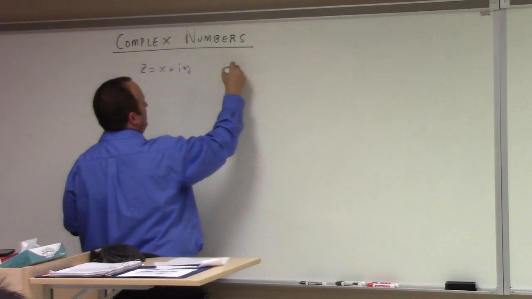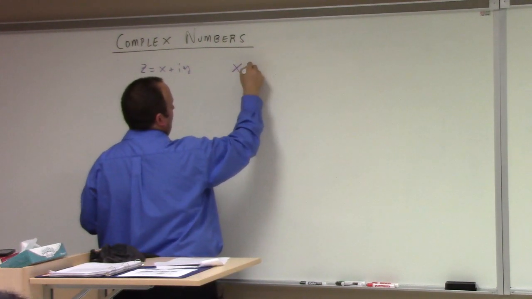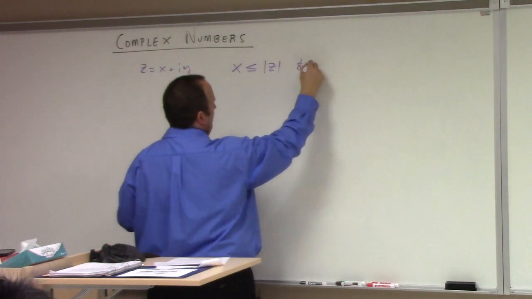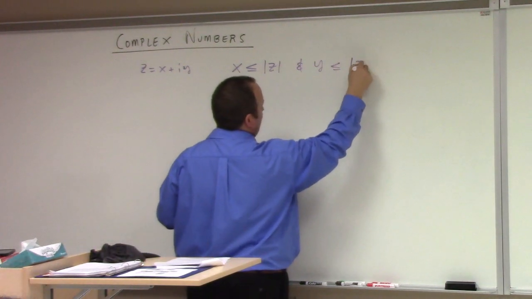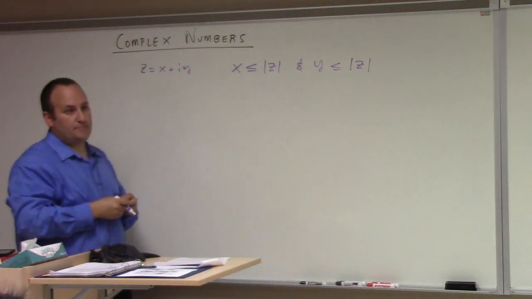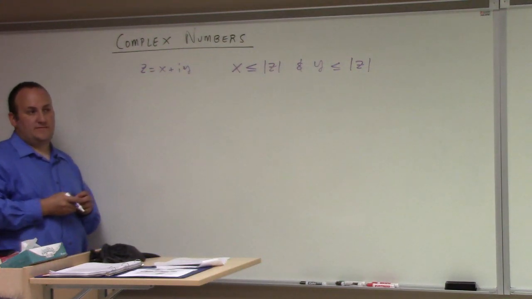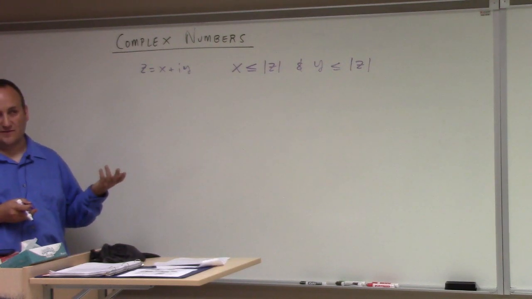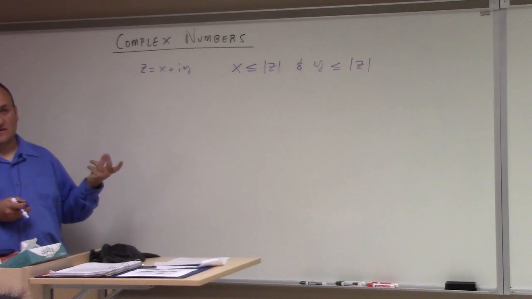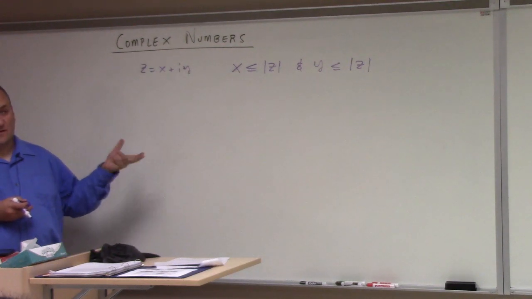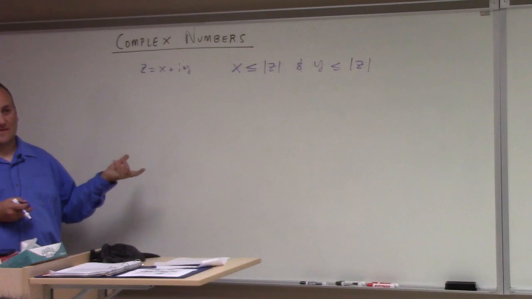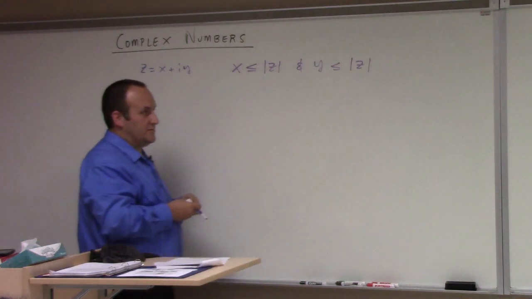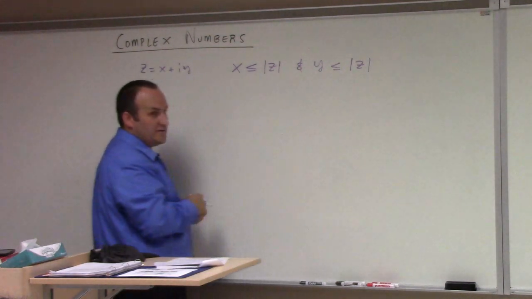All right, so of course, x is less than or equal to the length of z. y is less than or equal to the length of z, right? If x is negative, this is just stupidly true, because a negative number is less than absolute value. And if x is positive, that's like one component of a two-dimensional vector. Of course, the length of one component of a two-dimensional vector is smaller than the length of the whole vector, right? So geometrically, these inequalities are pretty obvious.